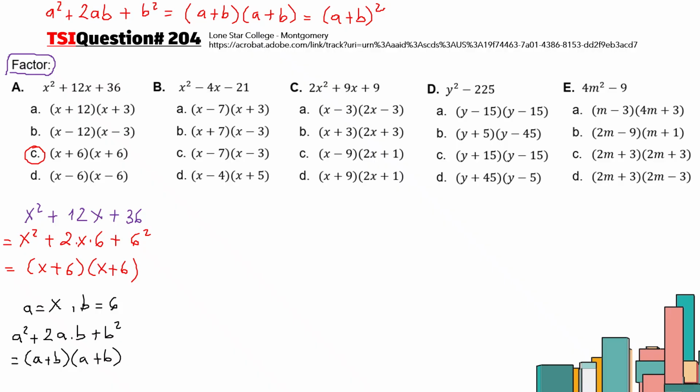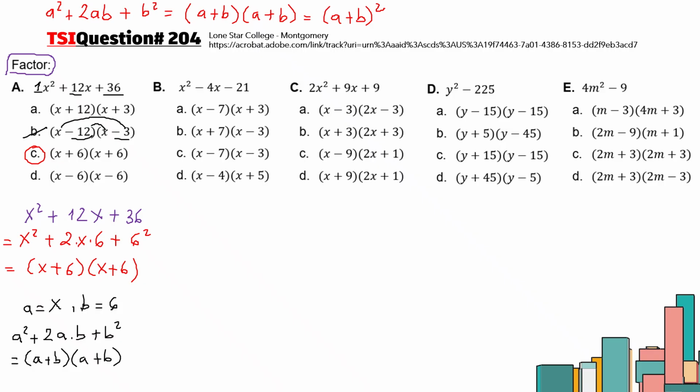So in this case, you can just try factoring it using the AC method. So we have a is 1, b is 12, and c is 36. But if you know the formula, it will be faster. Or you can check, right? So B can be eliminated because negative 12 times x and negative 3 times x will produce negative terms. But A is all positive terms, so you can eliminate it.